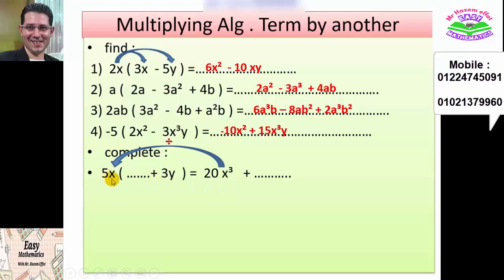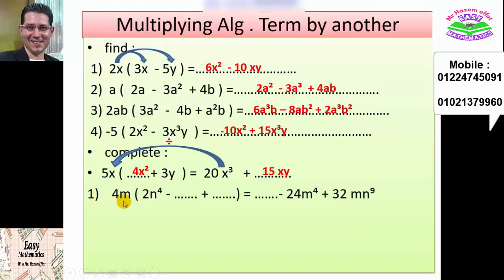X power 3 divided by x power 1, it will be x power 2. Finally, it will be equal 4x power 2. And how to find this term? By multiplying 5x by 3y. It will be equal 15xy.